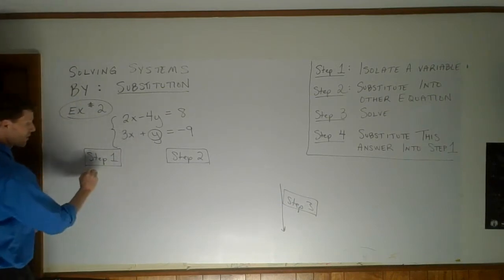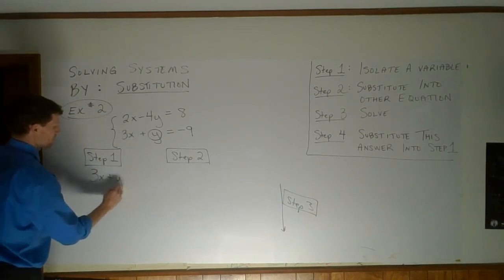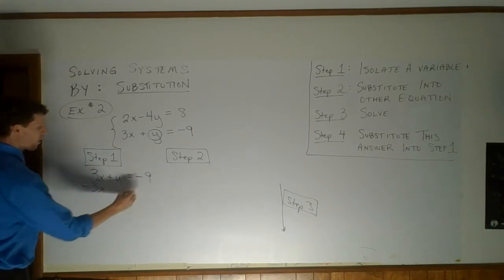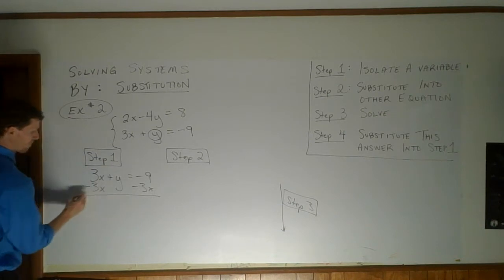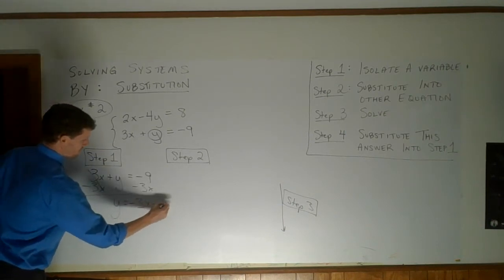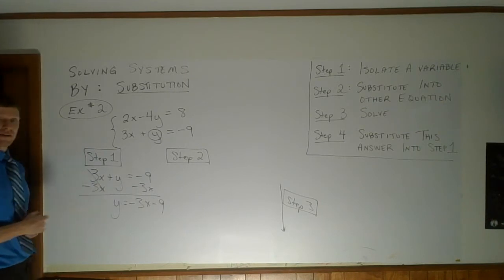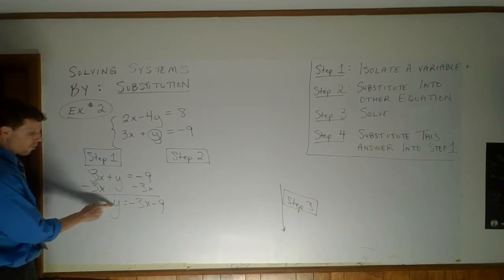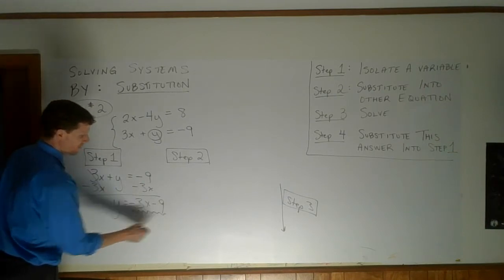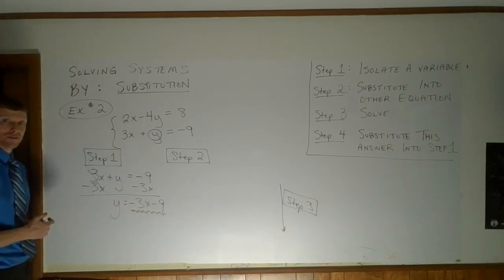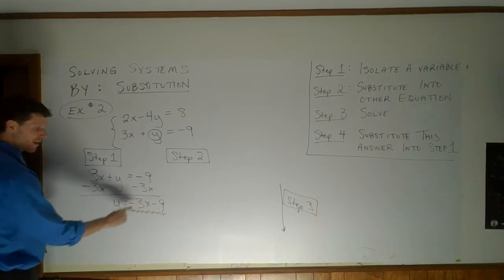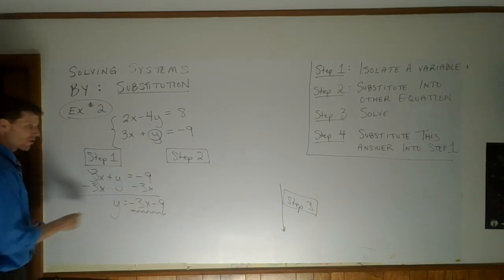So we're going to rewrite this equation, and we're going to isolate that y. This is the end of step 1. We have solved for y. We now know that y is the same as negative 3x minus 9. Wherever we see a y, since it's equal to this expression, we can take this expression and substitute it for y.